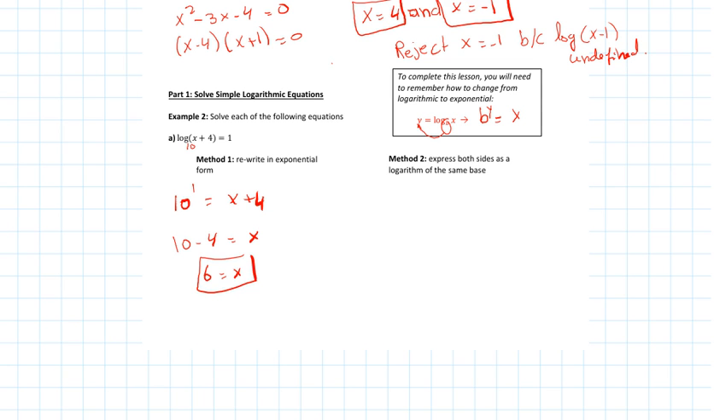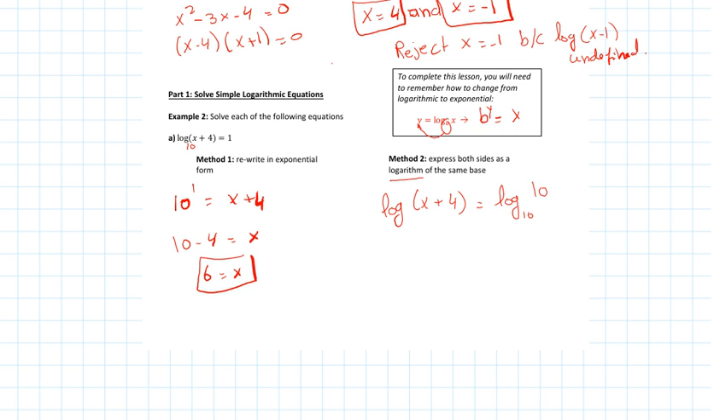Another way is if I can write both sides as a logarithm of the same base. So since this is base 10, then I'm going to write this side as log base 10 as well. And to get 1, it's going to be log base 10 of 10, right? Because that would give me 1. So I can do that.